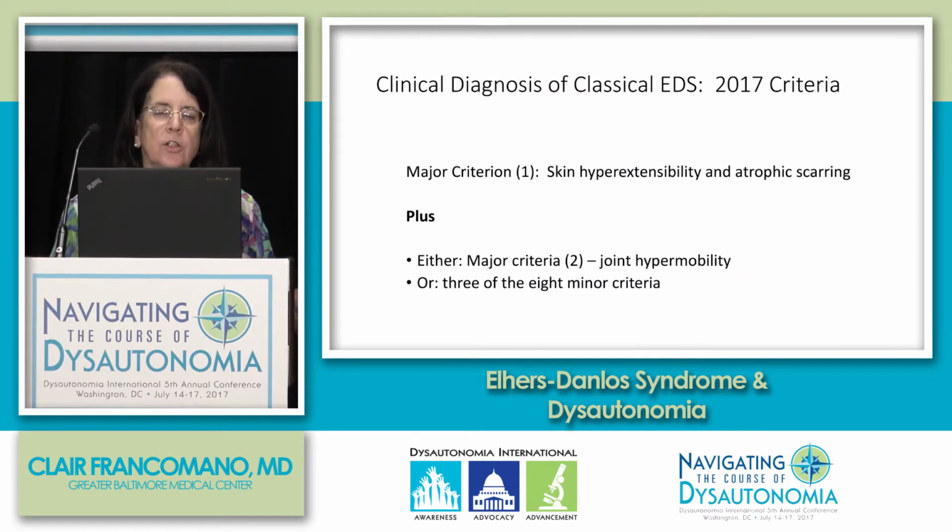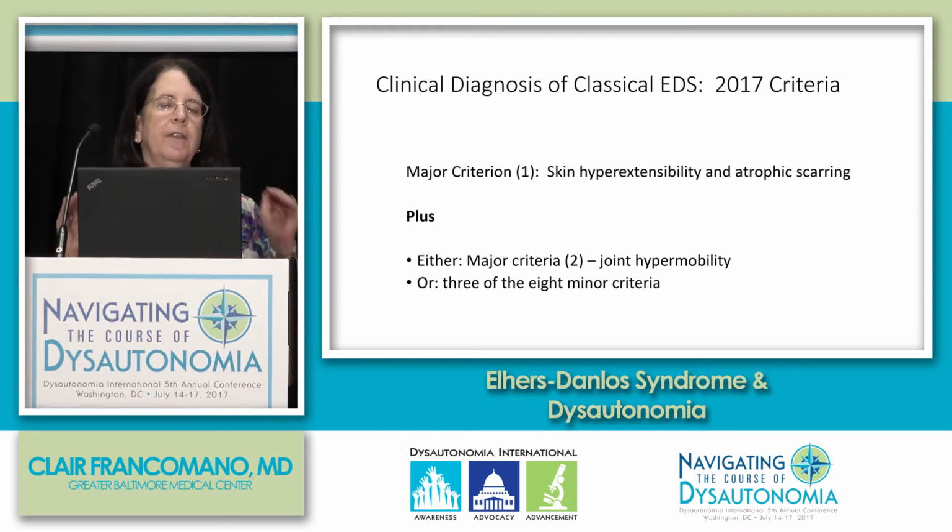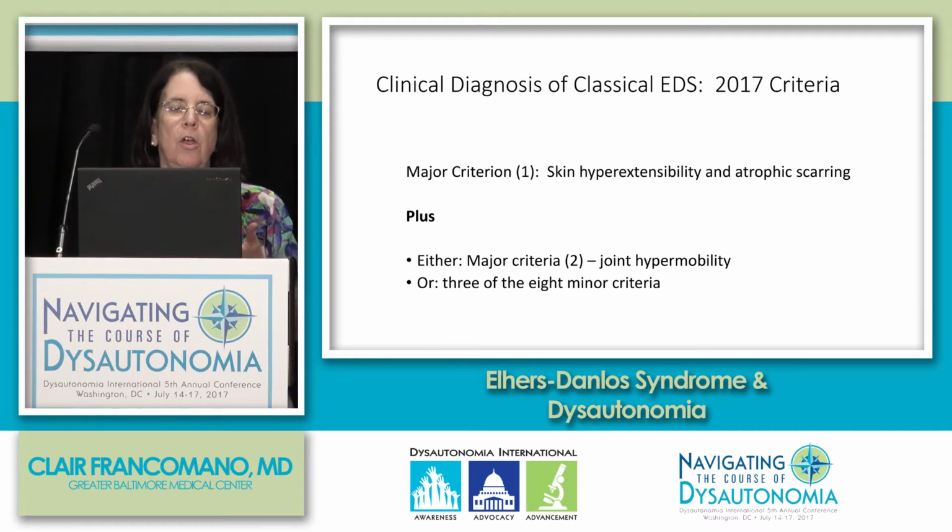So for the classical type of Ehlers-Danlos syndrome, in the 2017 criteria, for the clinical diagnosis you have to have skin hyperextensibility and atrophic scarring, and then either the major criterion of joint hypermobility or 3 of 8 different minor criteria. And those minor criteria are listed in that paper that's describing the classical type.